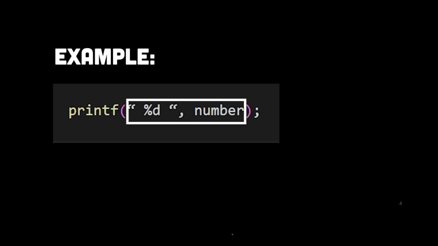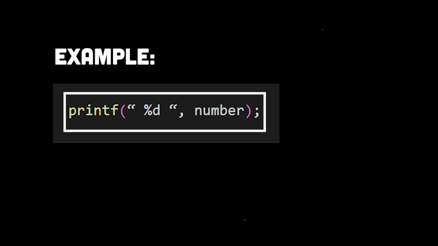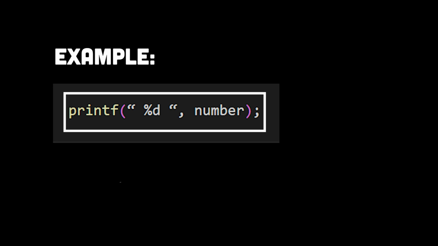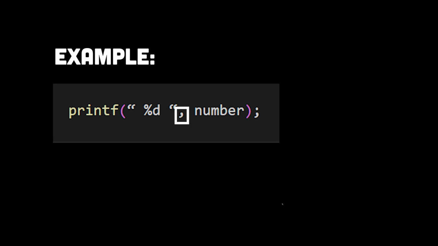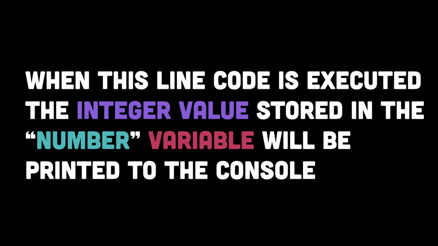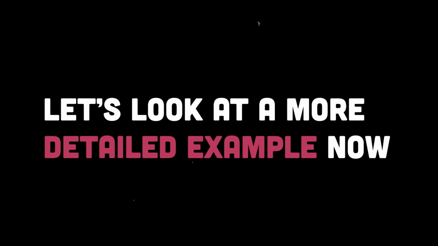Inside the parentheses of the printf function, we have the format string %d followed by a comma and the variable number. In this example, we are using the printf function to display the value of the variable number. Inside the parentheses, we have the format string %d, which tells printf that we want to display an integer value. The comma is used to separate the format string from the variable number, which holds the value that we want to display. The printf function then prints the value of the number in the location of the %d format specifier. So when this line of code is executed, the integer value stored in the number variable will be printed to the console. Let's look at a more detailed example now.